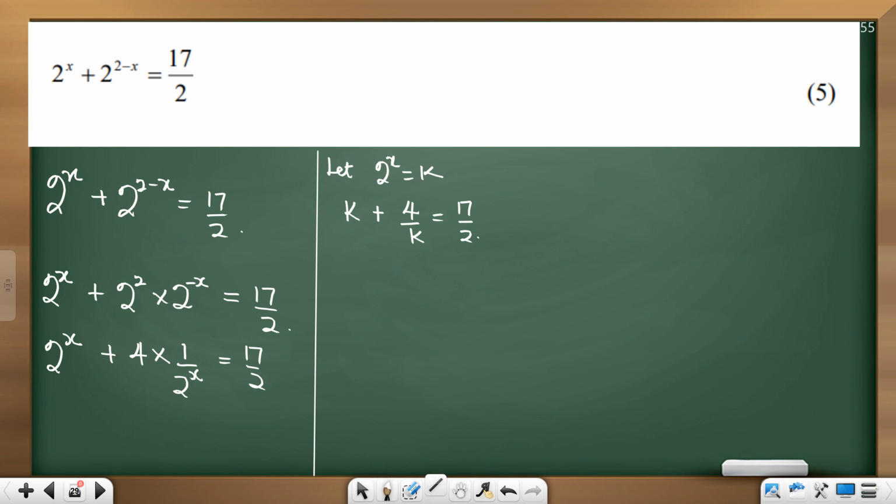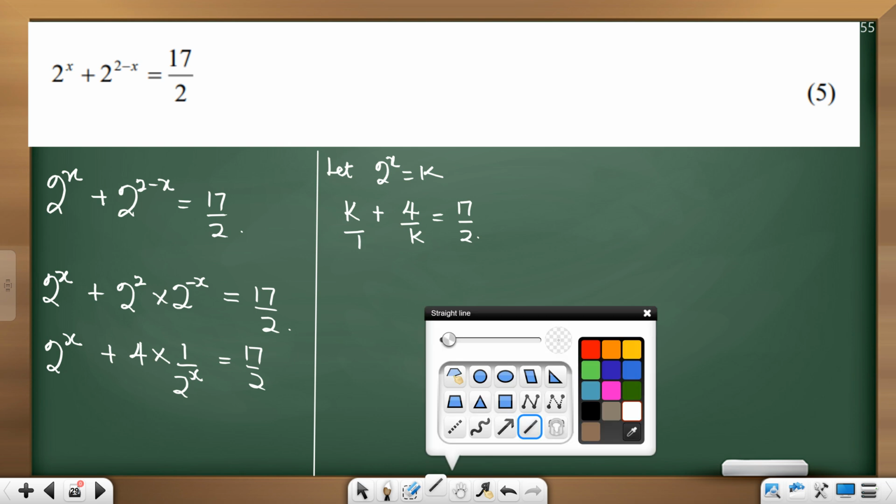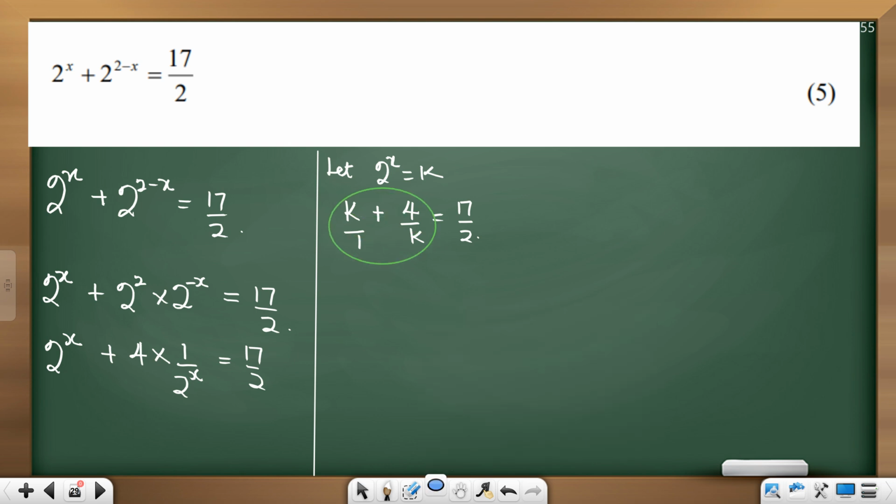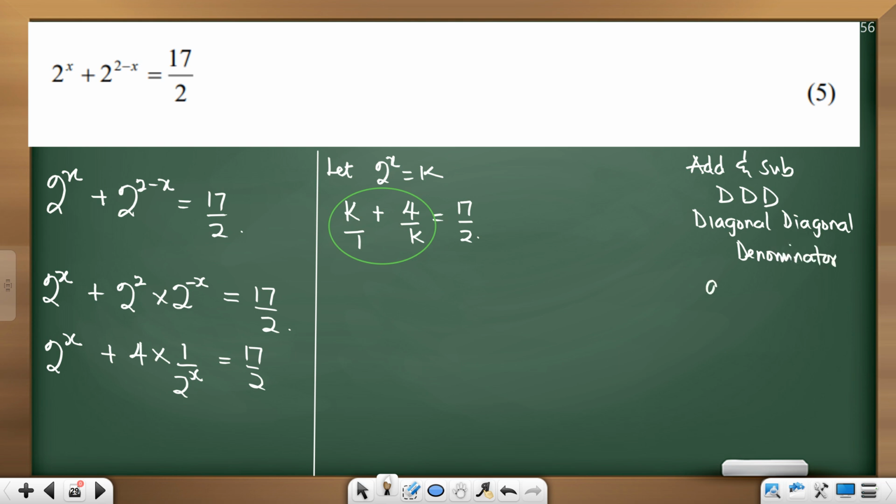Let's deal with the left-hand side. Let me show you something else. This is k over 1. Remember how I taught you to deal with fractions? I hope you guys remember. And in case you are just joining us, to deal with adding and subtracting fractions, we use what you call DDD. The first D is a diagonal. The second D is a diagonal. And the third D is a denominator. This will always work for every fraction.